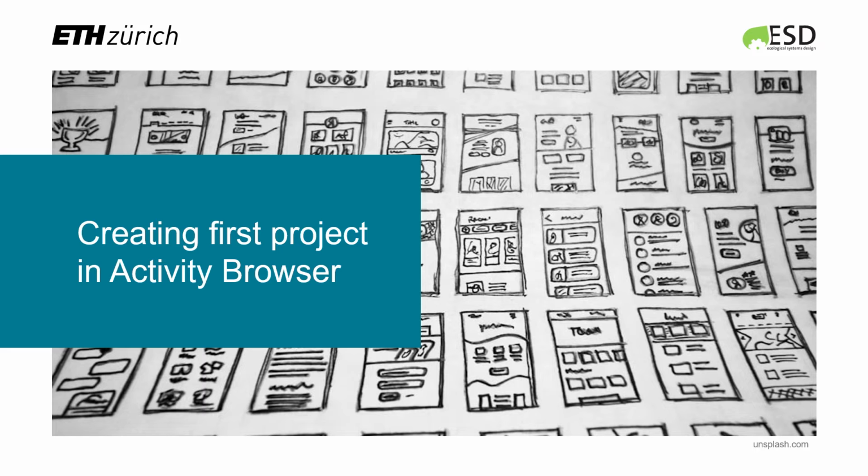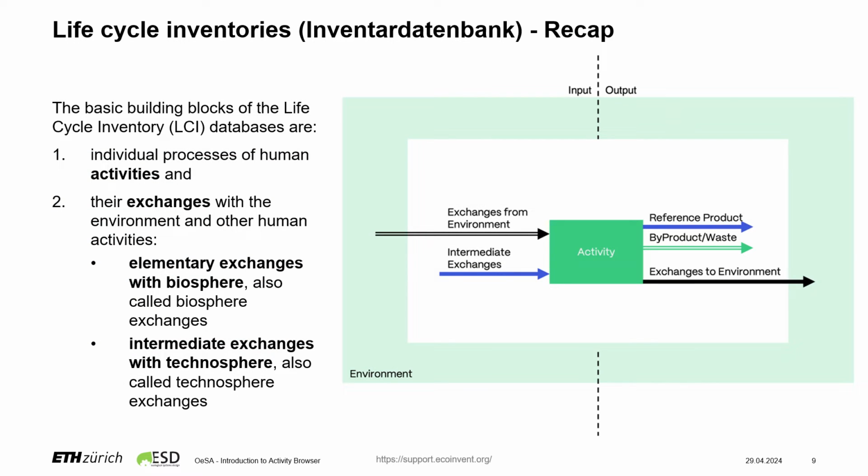But before we do that, let's have a bit of a recap about lifecycle inventories. Basically, the building blocks of lifecycle inventories are individual processes of human activities and their exchanges with the environment and with other human activities. The exchanges can be of two types: elementary exchanges, or in other words biosphere exchanges, with the environment, and intermediate exchanges, also called technosphere exchanges, with other human-made activities.